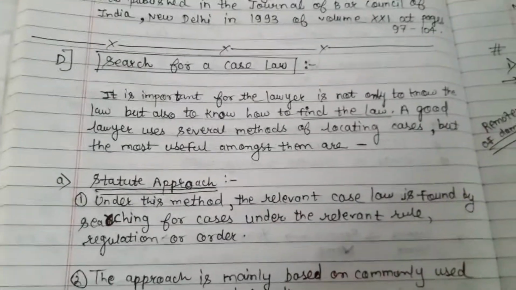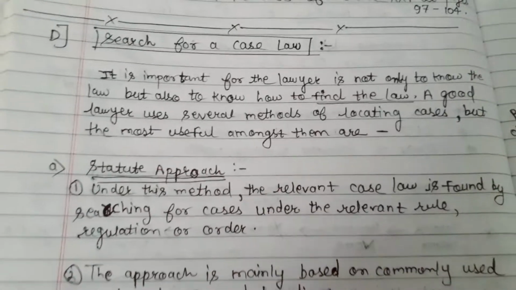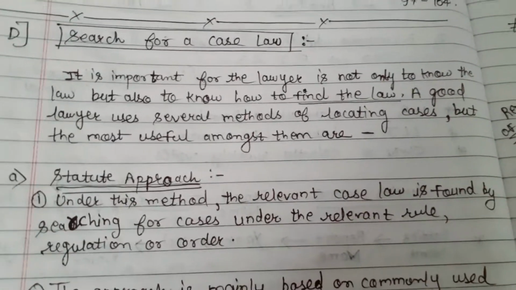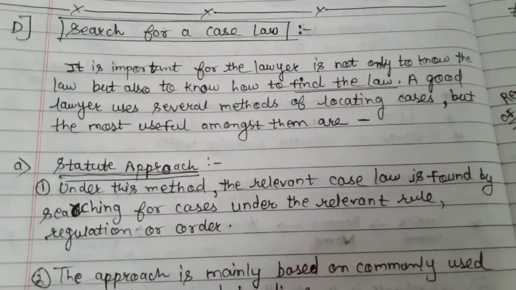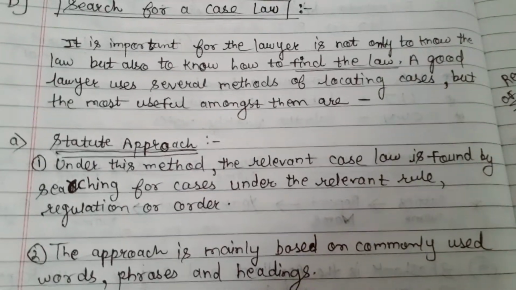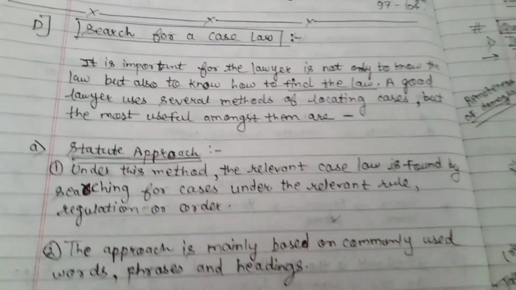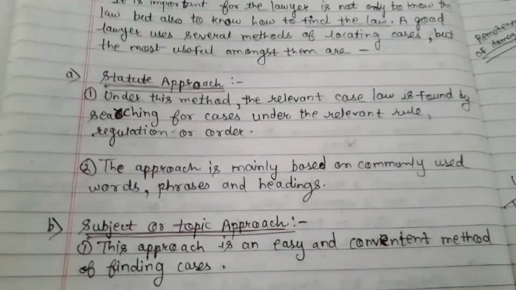The third topic is search for a case law. So it is important for the lawyer not only to know the law but also to know how to find the law. A good lawyer uses several methods of locating a case, but the most useful amongst them are these. So here we are going to see the methods from which we can search a specific case law for our cases. So first is the statute approach.